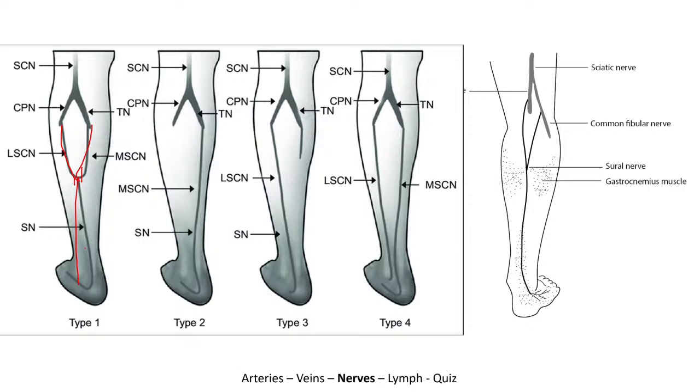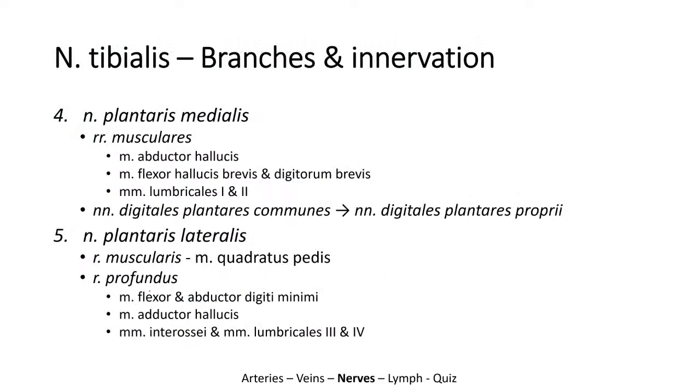Yeah, so this is very typical, and this should be your identification criteria how you can identify it. All right. So then terminal branches are the medial plantar and lateral plantar nerve. So nervus plantaris medialis will give us some muscular branches to innervate the muscles. You can see them here. And its terminal branches will be nervi digitales plantares communes. So the common plantar digital nerves, which will then bifurcate each of them into the proper plantar digital nerves. So nervi digitales plantares proprii.